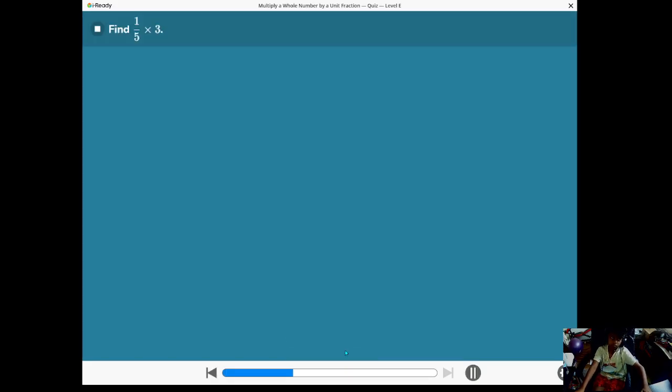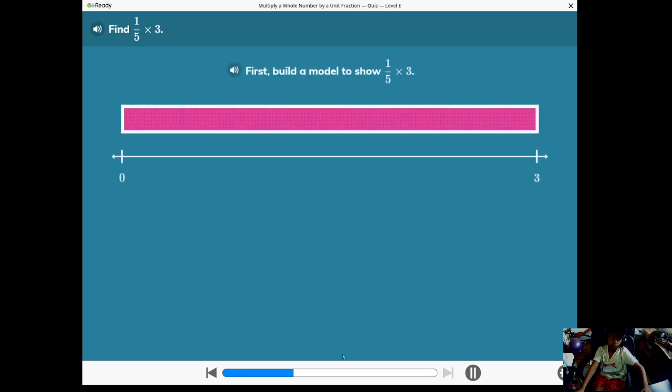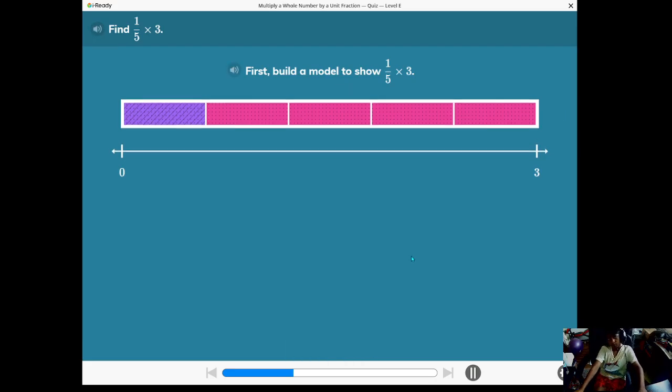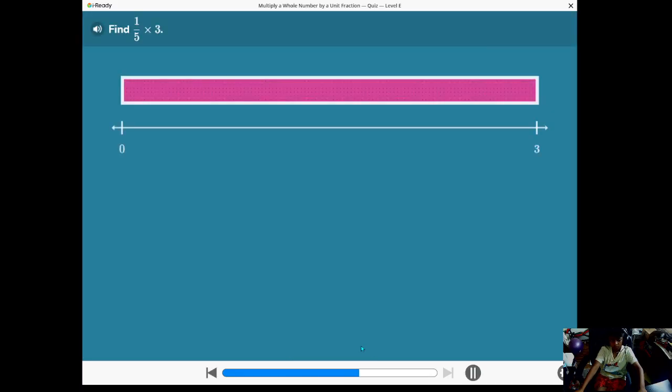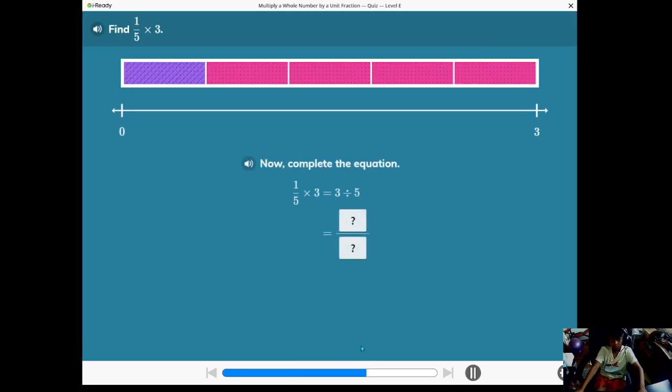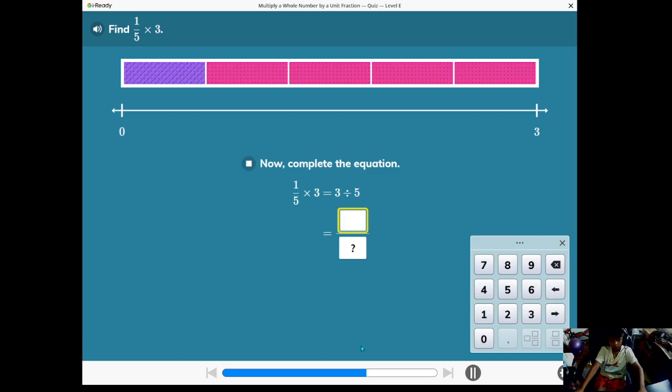Find 1/5 times 3. First, build a model to show 1/5 times 3. Next, choose the expression that is equivalent to 1/5 times 3. Now, complete the equation. Equals 3/5.